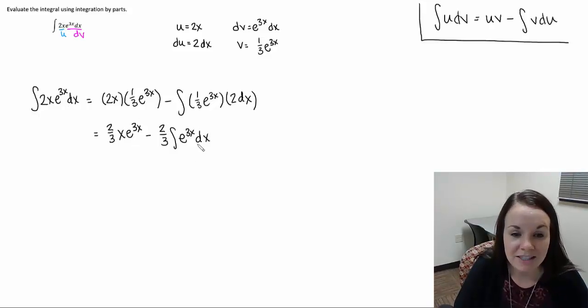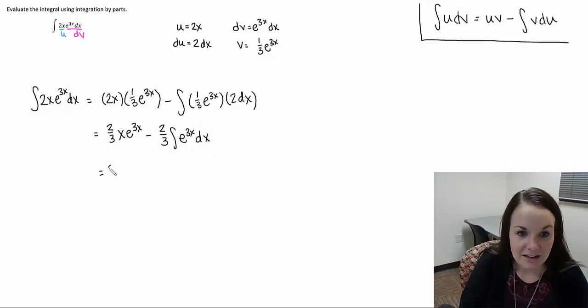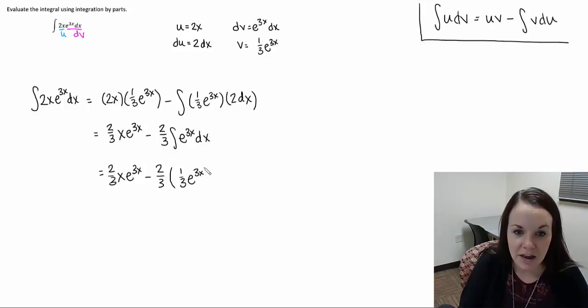So now we still have to do a second integral, and we do the integral of e to the 3x. So this first part stays the same, it just carries with. The coefficient we know stays out front, and the integral of e to the 3x, we've already done that, is 1/3 e to the 3x.